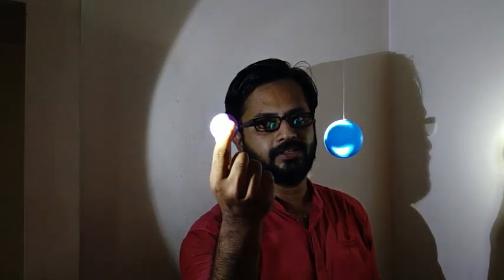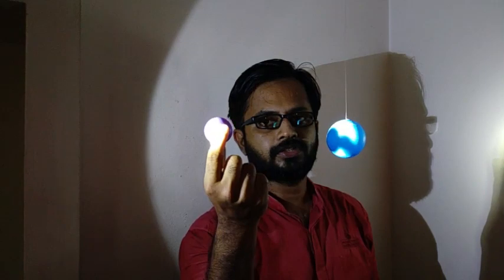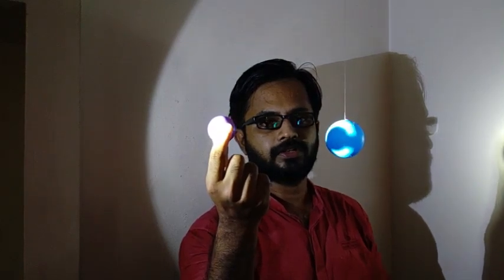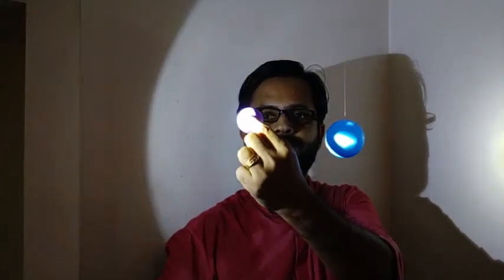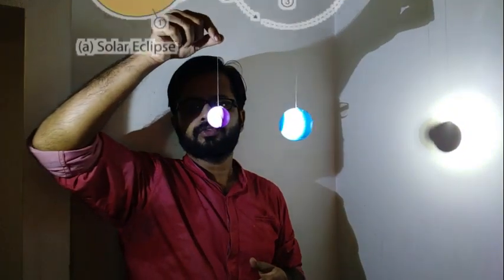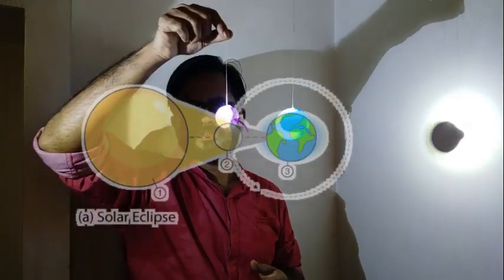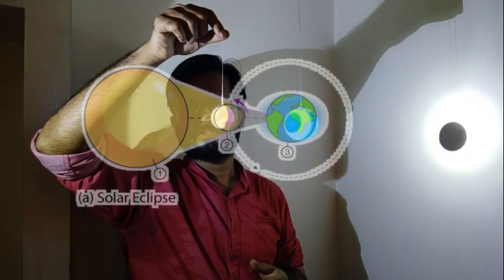Sometimes the moon comes in between the sun and the earth in a straight line. So three of them will be in a straight line. Here earth, and moon and sun will be here. Now we can see the moon comes in between the sun and the earth, and the shadow of the moon falls on the earth. You can see the shadow of the moon falls on the earth.